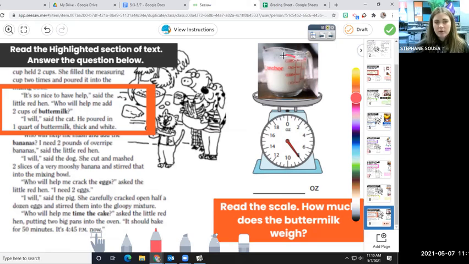All right, here's our buttermilk. This is half of what we need. It's 1 cup. Let's look at our scale. It is counting by 2. I also noticed the OZ, which equals ounces. Count by 2s with me. 2, 4, 6, 8. 8 ounces. Sinq had the 8 fingers up. Thank you, sir. All right.